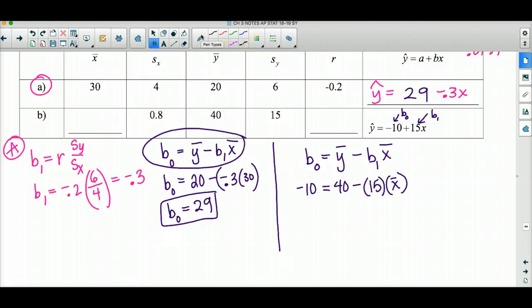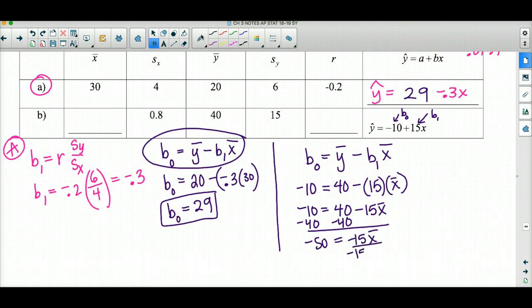Okay, so you're just going to solve that. So we have negative 10 equals 40 minus 15 X bar. So I'm going to subtract 40. Negative 50 equals negative 15 X bar, and I'm going to divide by negative 15. X bar equals 50 divided by 15, 3 1/3. X bar is 3 1/3, or 3.3 repeating.